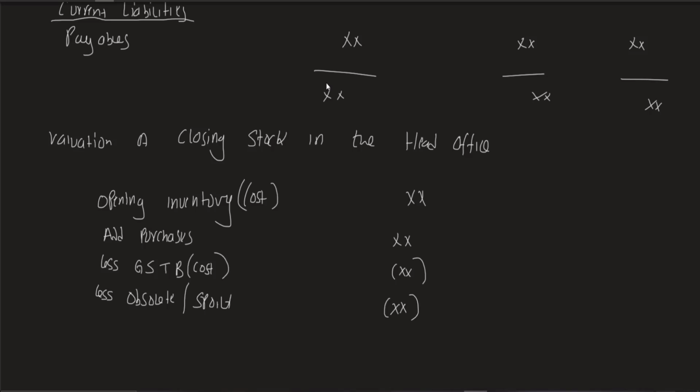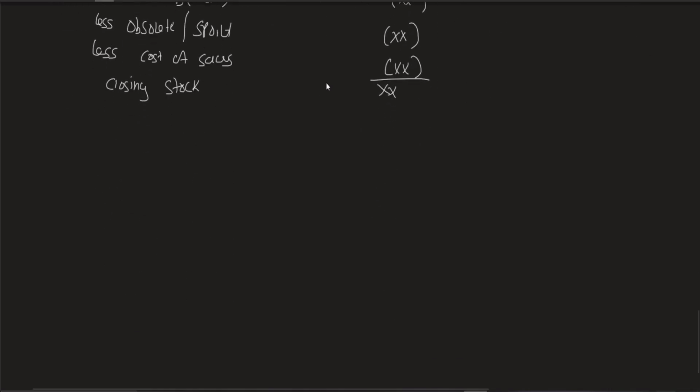And lastly, we less the cost of sales. So if we less the cost of sales, we are left with the closing stock right there. The next thing I want us to look at is the valuation of the branch closing stock.